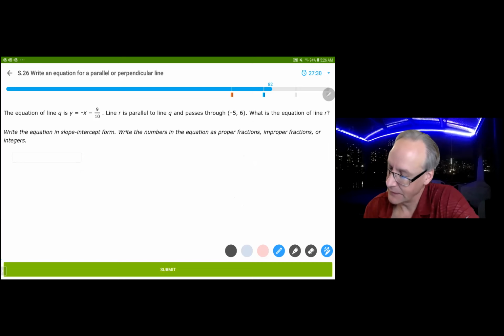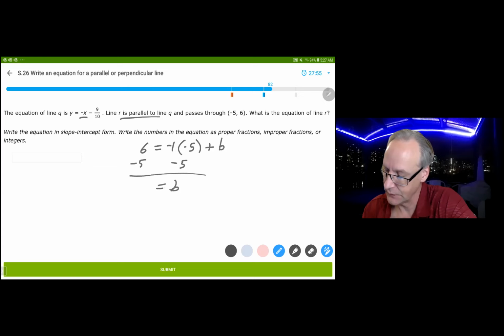All right, looks like we have a slope of -1 and it's parallel. Okay, this one's going to work out nice and easy. When you see a negative x, there's really a -1 in front of it. So our slope is -1. 6 is y equals, our slope is -1, our x is -5, plus b. We're going to subtract 5 because this is really positive 5 here. So I'm going to subtract 5 from both sides, and b is equal to 1.